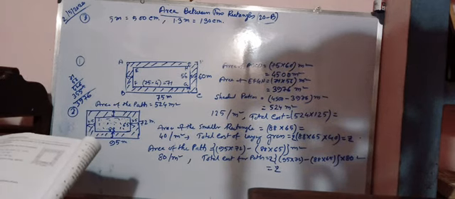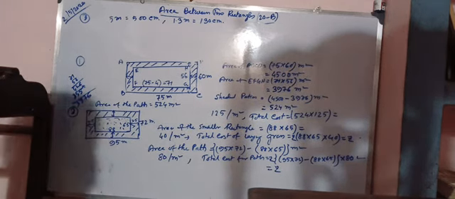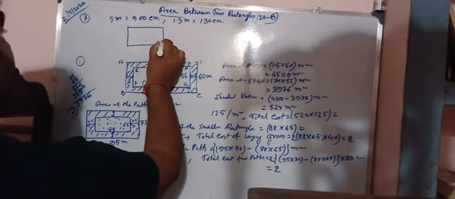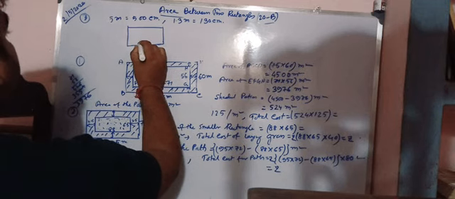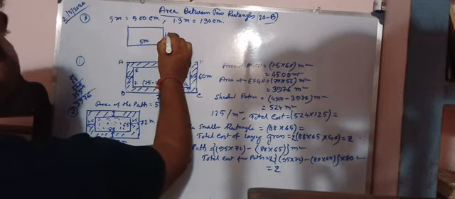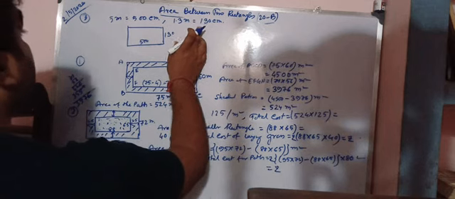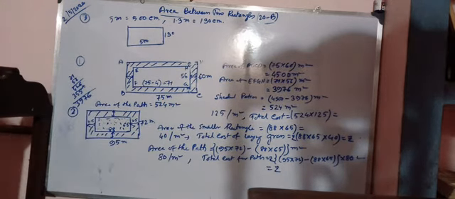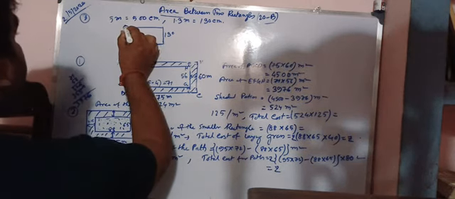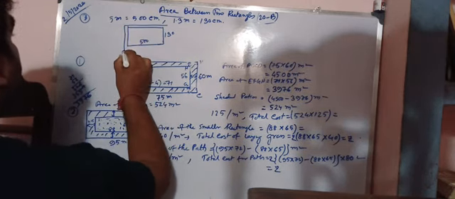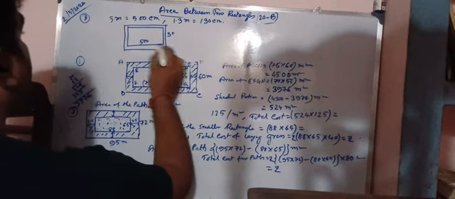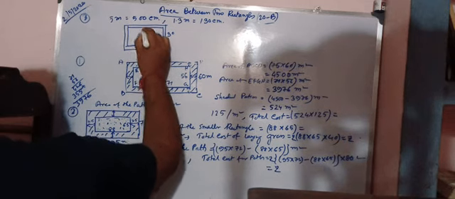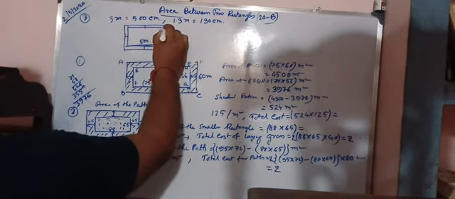Now a border of width 25 centimeter. So this is my rectangle, and this is 500, and this is 130. Now a 25 centimeter broad border is given. So this is my 25 centimeter. This is 25 centimeter. Okay, this is my 25 centimeter. Understood that?